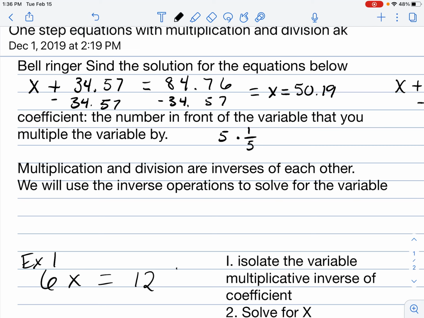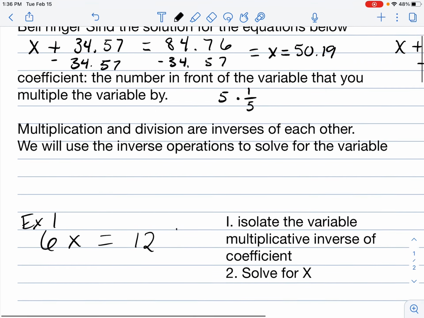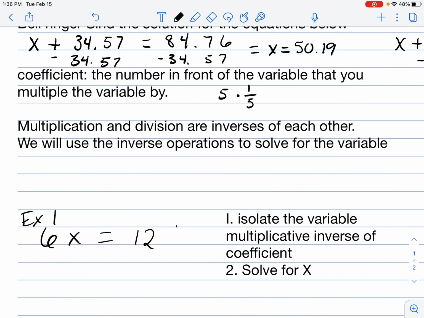So of this coefficient 5, the multiplicative inverse is 1/5. That's going to give us 1, and I'll explain in a second why we're trying to get to 1. Multiplication and division are inverses of each other. We will be using the inverse operation to solve for the variable. So this is what we're going to be doing: taking the multiplicative inverse and applying that to both sides of the equation.